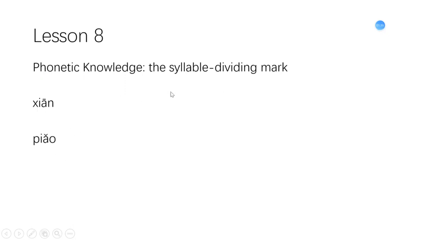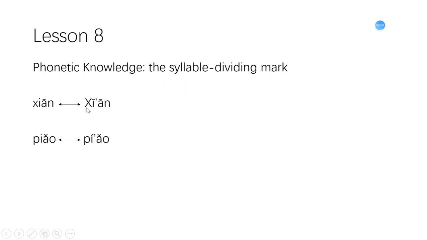Okay, so here we can use a syllable dividing mark to divide this Pinyin syllable into two syllables. Like in this way, okay? Here we use a single comma in between this Pinyin syllable, to divide it into two syllables. So how to pronounce this one? Because there's a dividing mark, we know here we got two syllables.